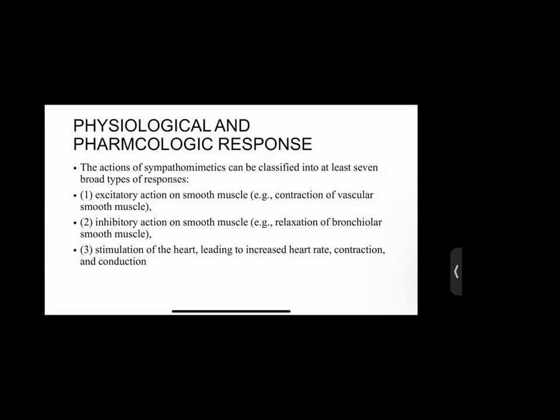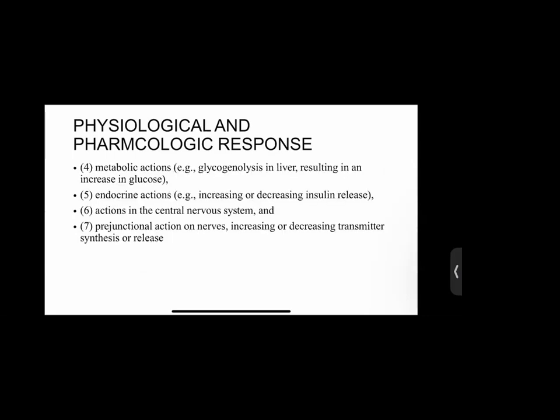The heart is the beta 1, leading to increased heart rate, contraction, and then conduction. Then the fourth is the metabolic action. Example, the breakdown of glycogen in the liver that will result in increase in glucose. Five, they also have endocrine action, increasing or decreasing insulin release. Six, they also have action in the central nervous system. And seven, action on the nerves, increasing or decreasing the transmitter synthesis or the release.